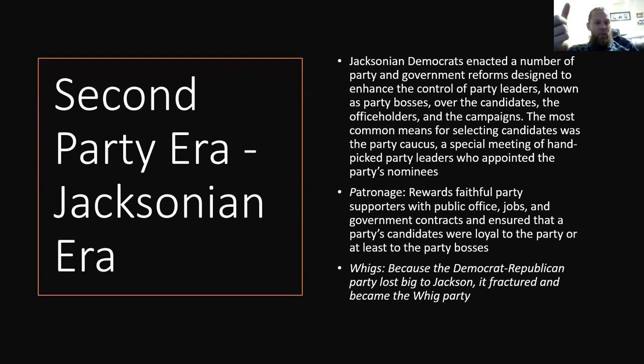So the Whigs, which again was the party that died, allowed the Republican Party to be formed under their ashes. Because the Democrat Republicans lost big to Jackson, it fractured and became the Whig Party. And again, that would be the party that would then fracture and die itself over the issue of slavery, and become the Republican Party. And so, of course, I've discussed this.